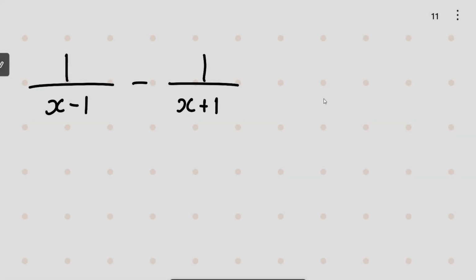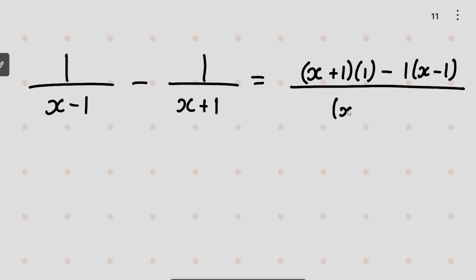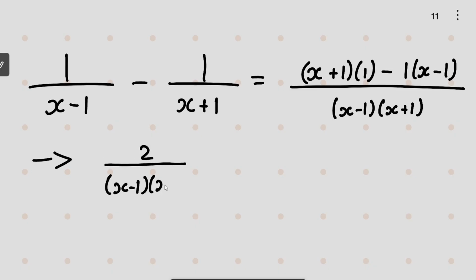We're going to take a look at partial fractions. So say you had an example where you had to simplify this into a single fraction. You're just going to do what you normally do. So you have x plus 1 over here, and that's multiplying with 1, and minus 1, and x minus 1 over here, divided by x minus 1 times x plus 1. And this simplifies to 2 over x minus 1, x plus 1. So that's how you really solve this when you're trying to simplify two fractions.